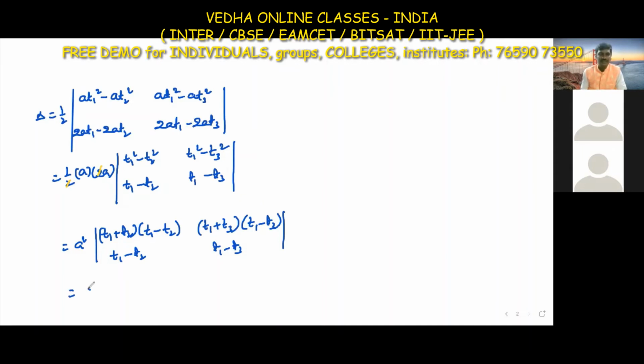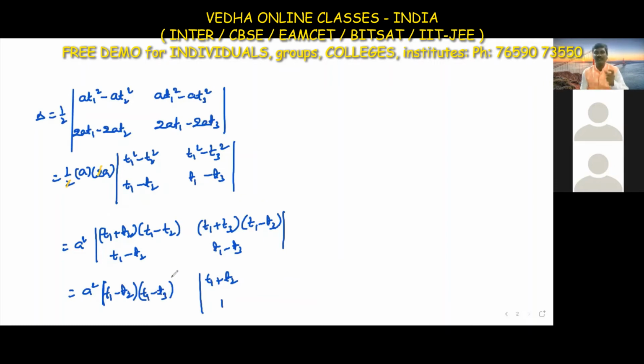Now this is equal to a square into the determinant. We have t1 minus t2 in the first column, so I am taking t1 minus t2 common from the first column. What do we get here? t1 plus t2 and the remaining 1. And t1 minus t3 we have common in the second column.